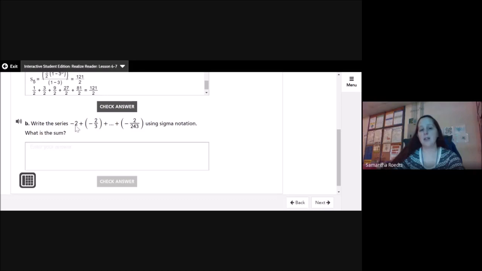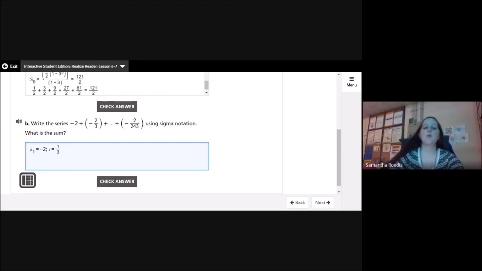Next, I want to write the series -2 plus -2/3 plus up to -2/243 using sigma notation and find out what the sum is. So my first term, a sub 1, equals -2. My r is 1/3. -2 times 1/3 gives me -2/3. Okay.